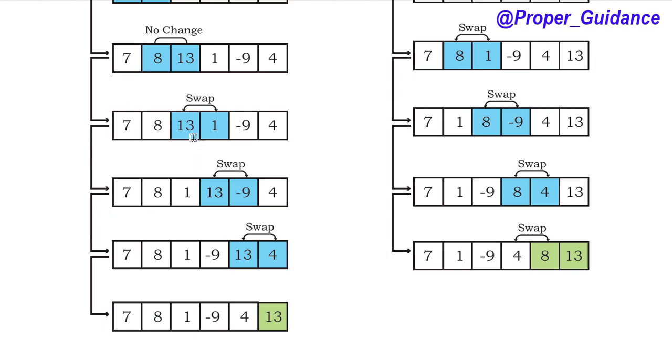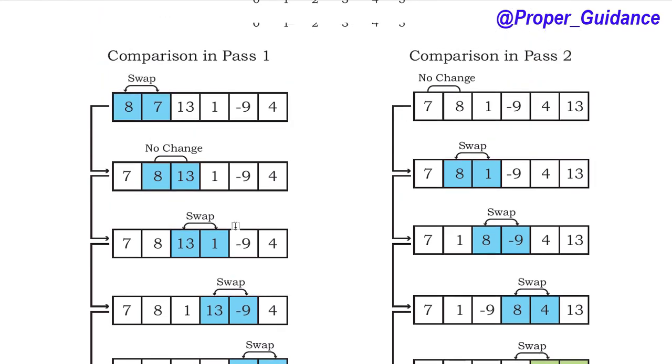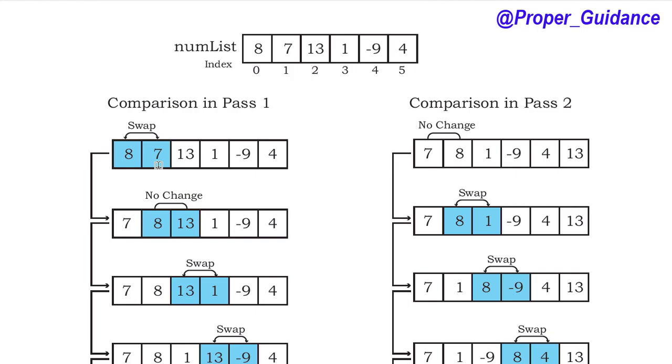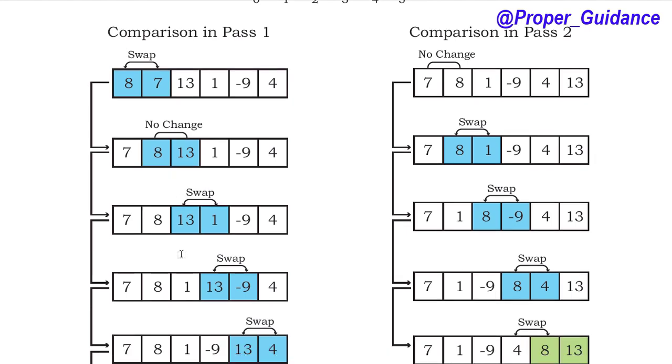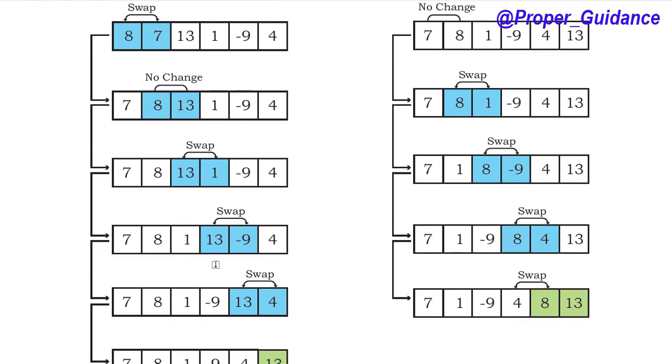First, terms 13 and 1 are checked. After that we will check indices 0 and 1; when index 0 and index 1 were checked, after that index 1 and index 2 are checked. After that index 2 and index 3 are checked. After that index 3 and 4 will be checked.